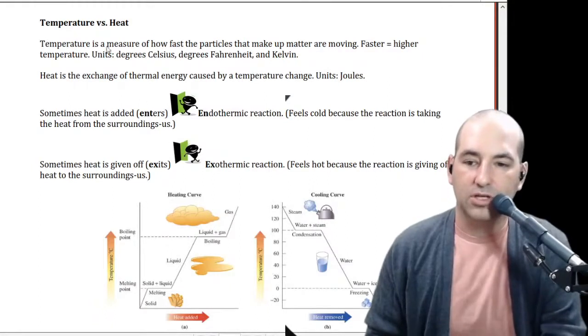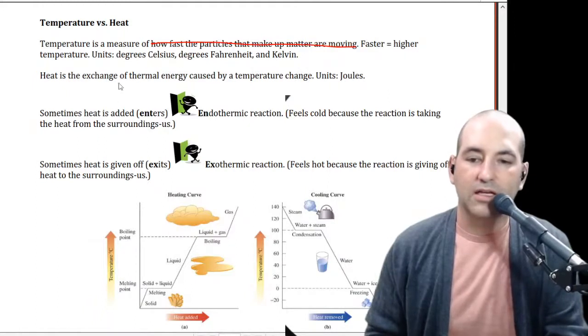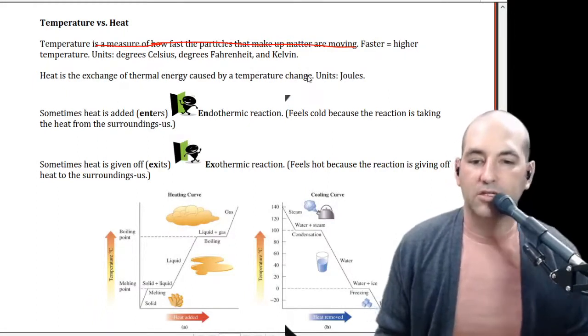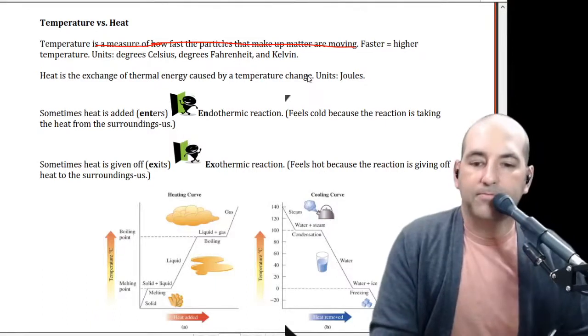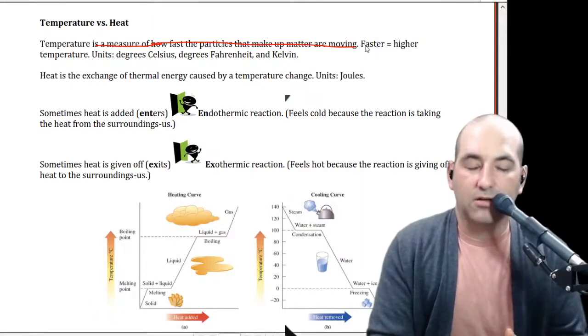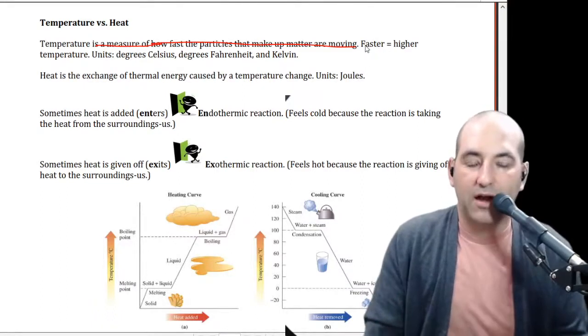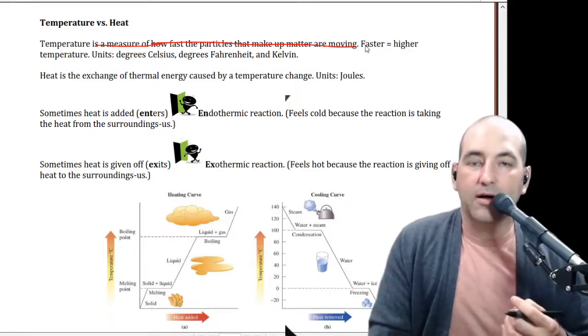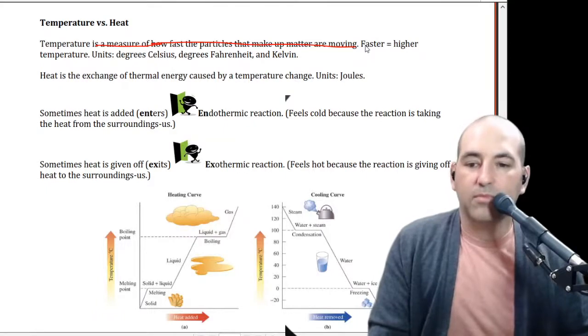So I'm actually going to change this. It's not quite how fast the particles are moving, but it's more like it's proportional to the kinetic energy of the particles. If you're talking about the same type of particle, the same kind of atom, the same kind of matter, if it's moving faster, it has more kinetic energy and therefore a higher temperature, and if slower, it's not.